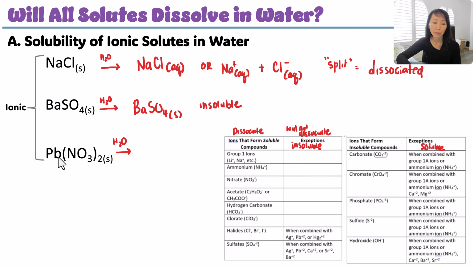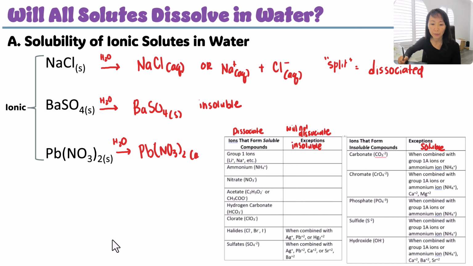Let's try lead nitrate. Now we look at nitrate, and you see that nitrate is an ion that forms soluble compounds. All of the nitrates, doesn't matter what, there's no exception. They will all split off, meaning that this will form into an aqueous form, and I will write that down.